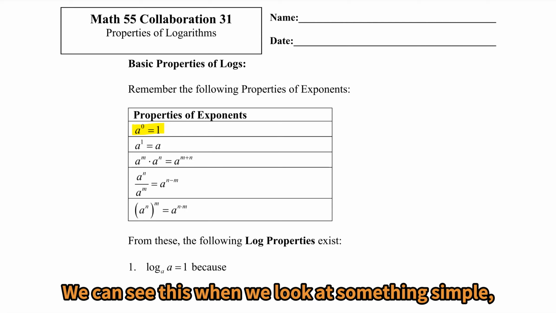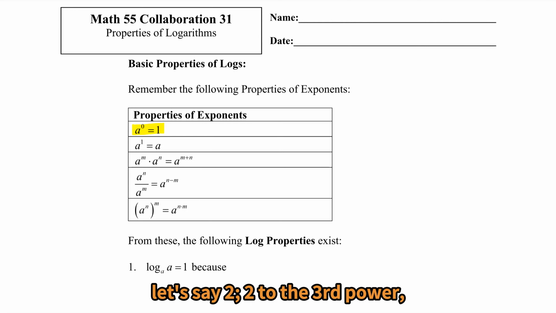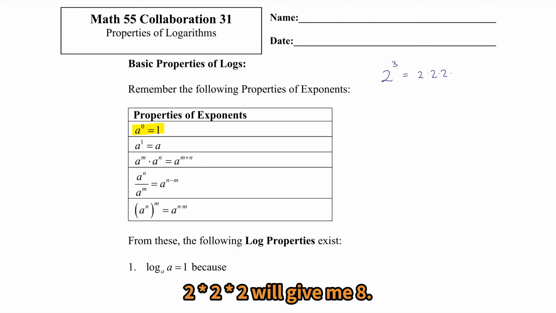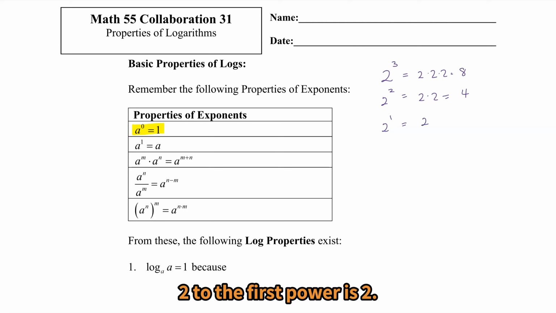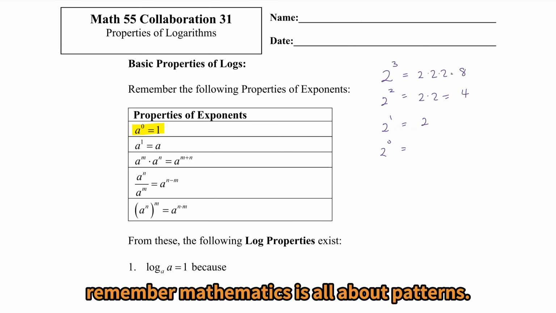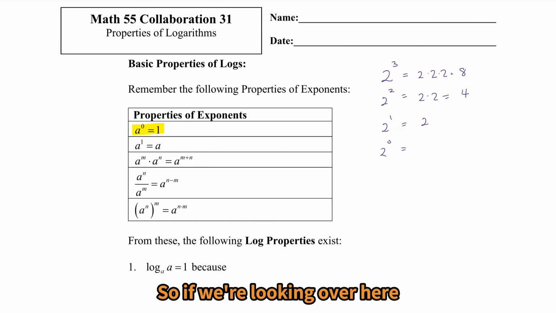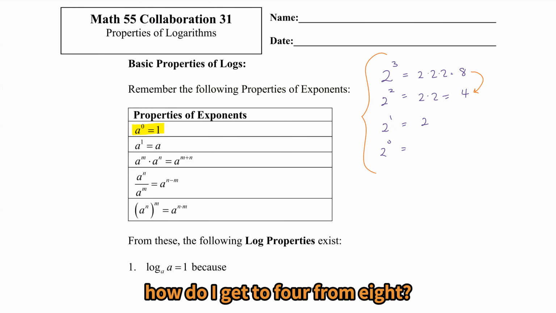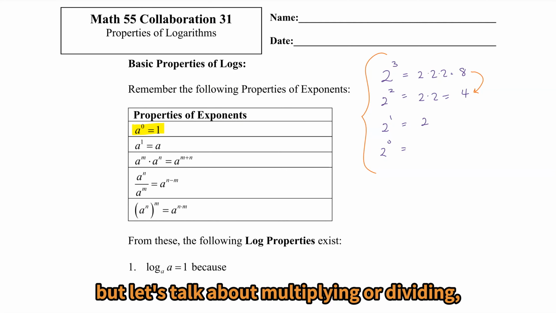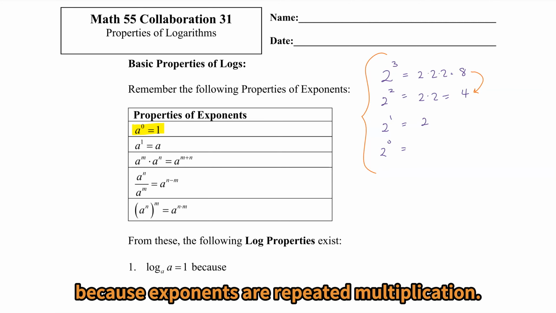We can see this when we look at something simple, let's say 2. 2 to the third power, 2 times 2 times 2 would give me 8. 2 to the second power would be 4. 2 to the first power is 2. But 2 to the 0 power, remember mathematics is all about patterns. So if we're looking over here with these exponents, if I start at 8, how do I get to 4 from 8? Sure, I could subtract 4, but let's talk about multiplying or dividing, because exponents are repeated multiplication.